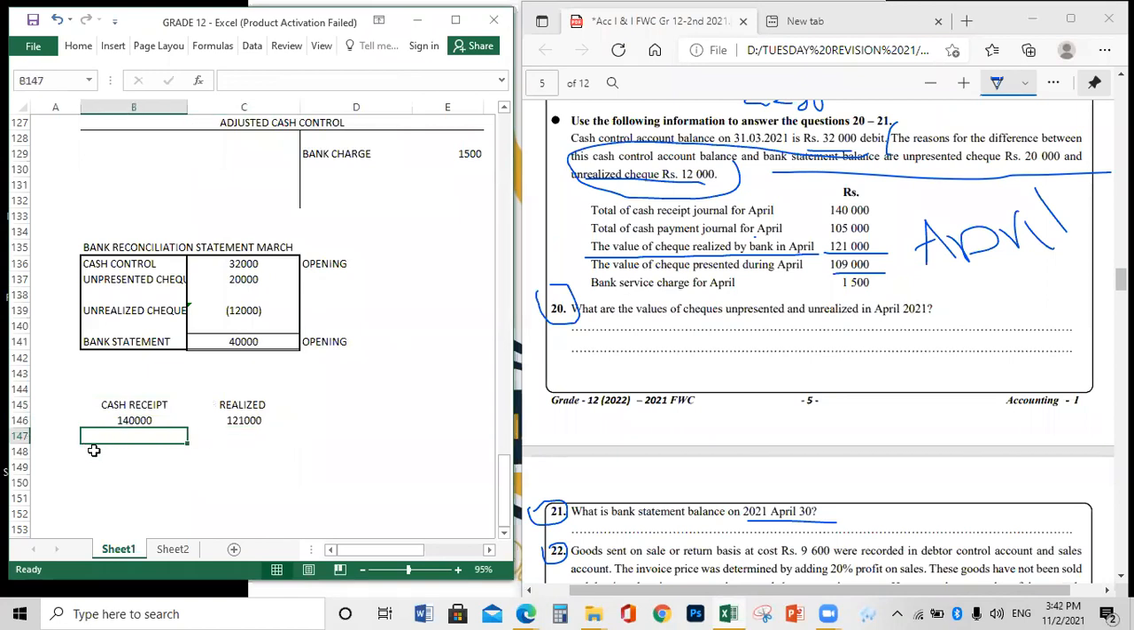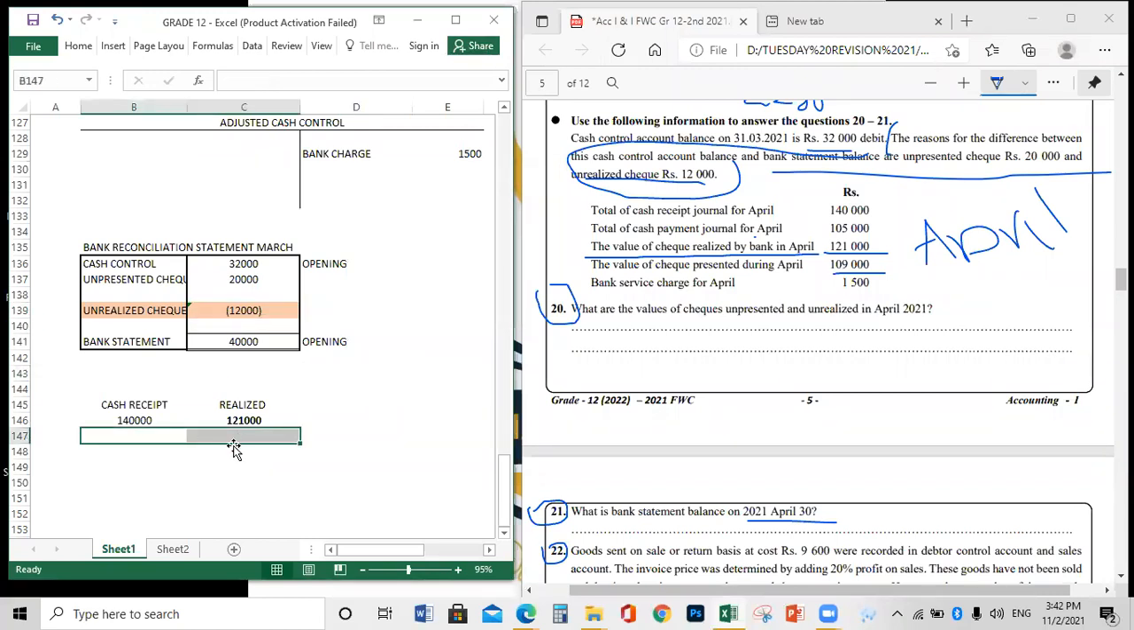That is not the correct one. I'll tell you all why. Remember, last month also you had an unrealized check. You cannot forget that, because maybe inside this realized amount of 121,000, there is a 12,000 worth of check which was unrealized last month.